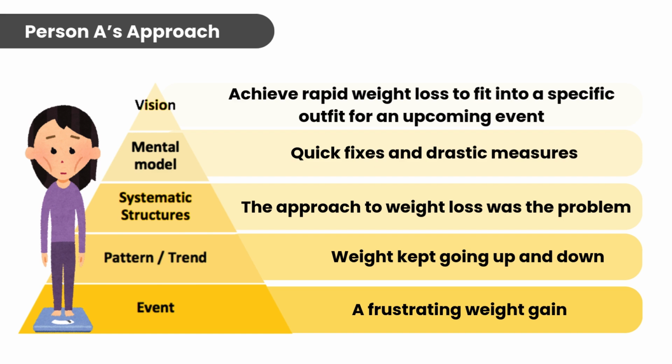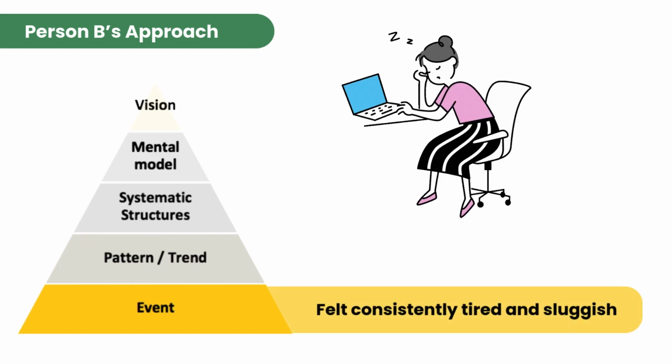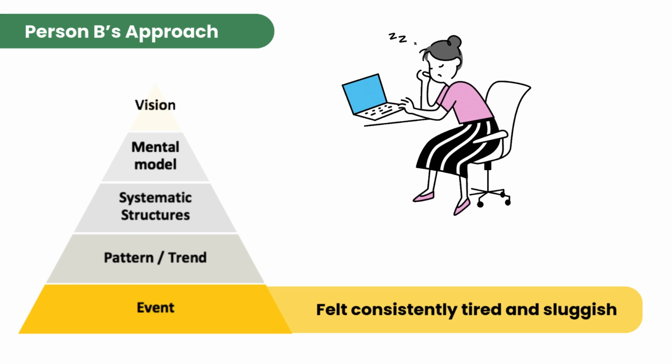Now let's look at Person B. They also want to lose weight, but their approach and their vision are different. Okay, so what was an event that Person B experienced? For Person B, an event was that they felt consistently tired and sluggish throughout the day. They realized this was impacting their energy levels and their overall mood.